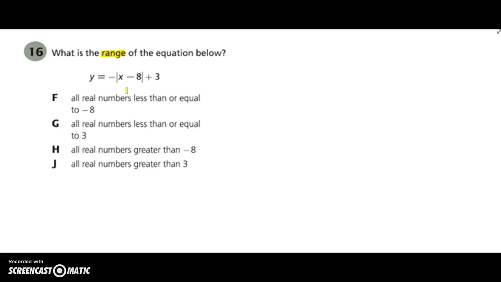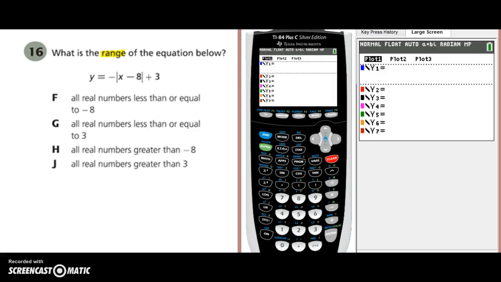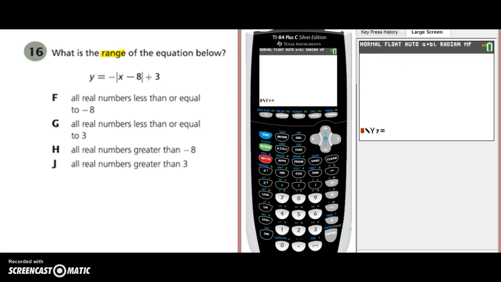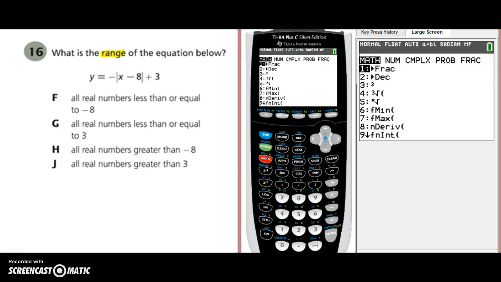Alright, now let's talk about this problem. To find the range, the quick, easy way is to plot this function in your calculator. So you get your calculator out and go to y equals, and now put this function in there. First is the negative sign. Alright, now we have absolute value. Absolute value is a math function, so you need to go to math and go to number. The first one is absolute value.